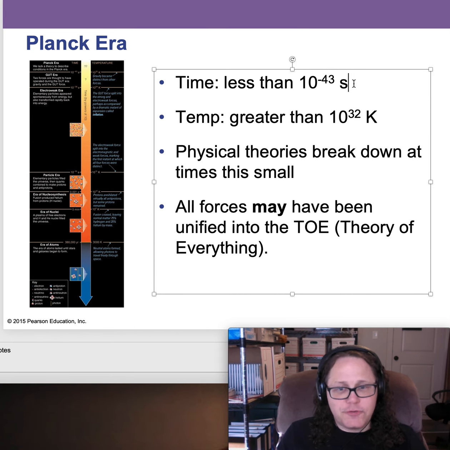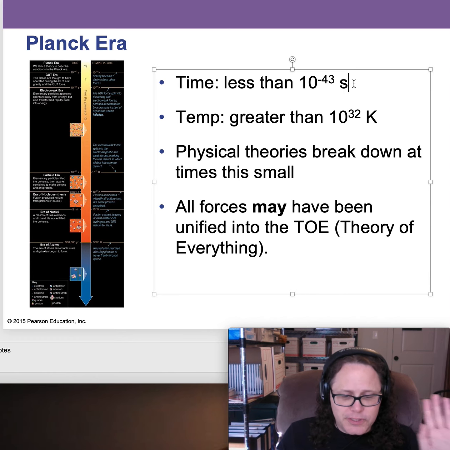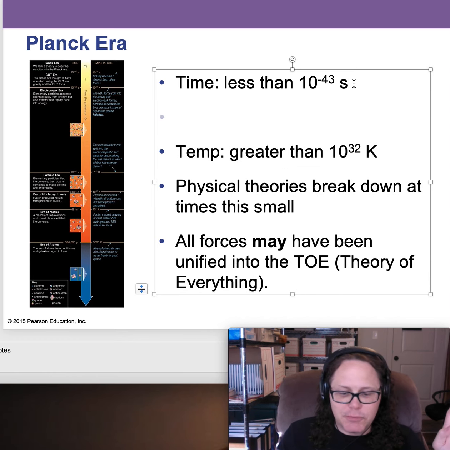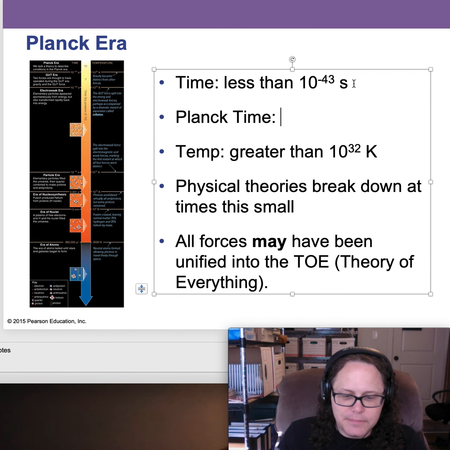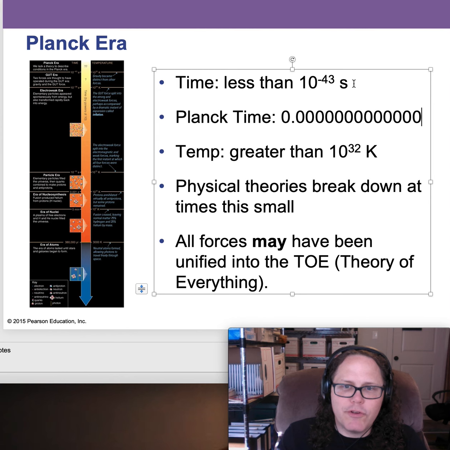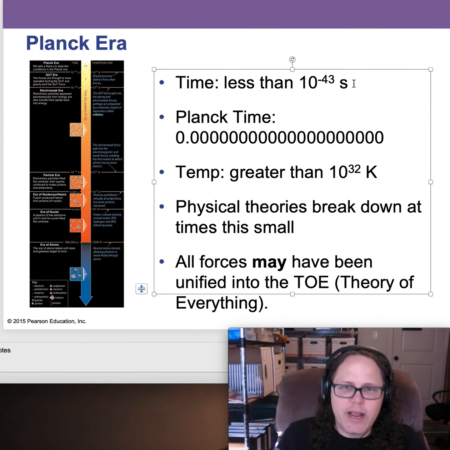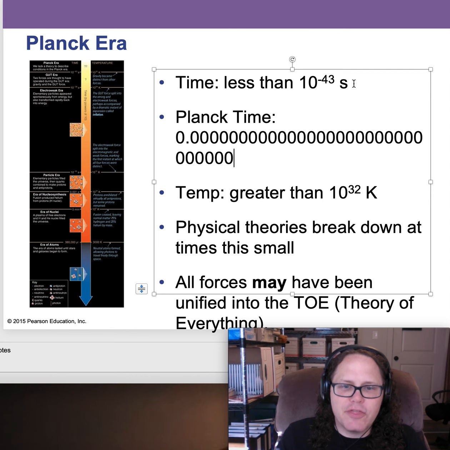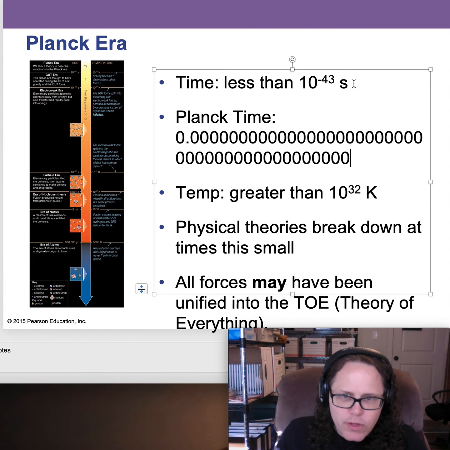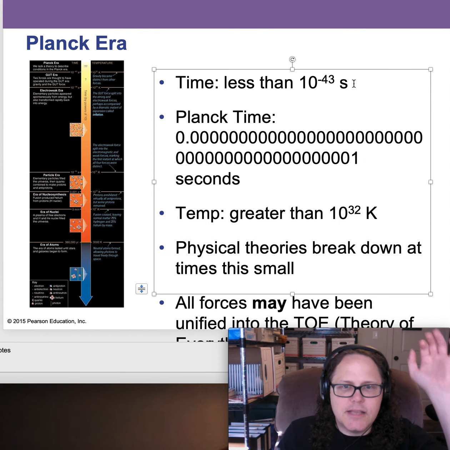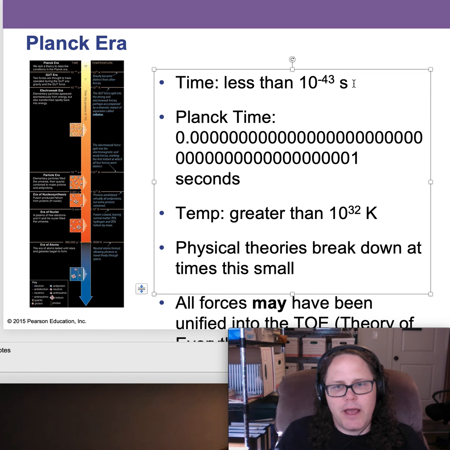And just for giggles, I'm going to type this time out in decimals. So this is a Planck time, we call it. That is how long the Planck era lasted. 0.1, 2, 3, 4, 5, 6, 7, 8, 9, 10, 11, 12, 13, 14, 15, 16, 17, 18, 19, 20, 1, 2, 3, 4, 5, 6, 7, 8, 9, 30, 1, 2, 3, 4, 5, 6, 7, 8, 9, 40, 1, 2, 3 seconds. That's how long the Planck era lasted.